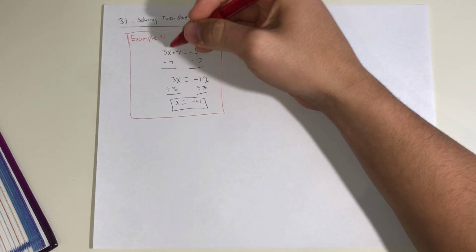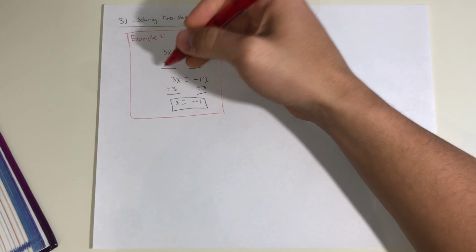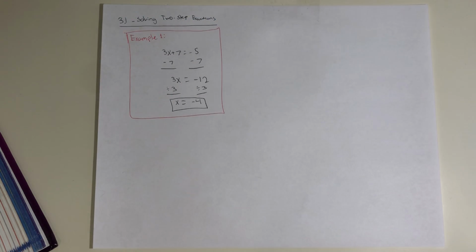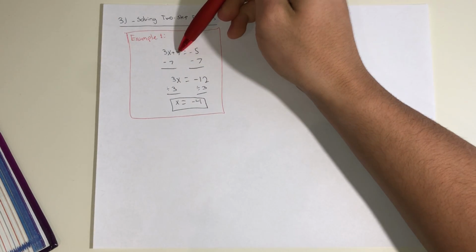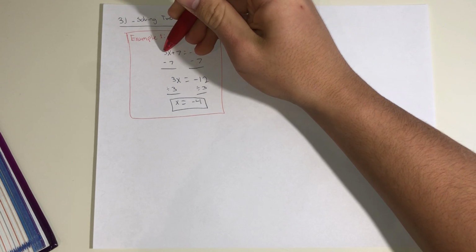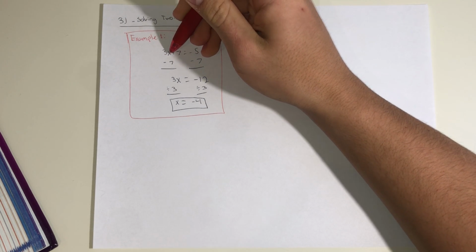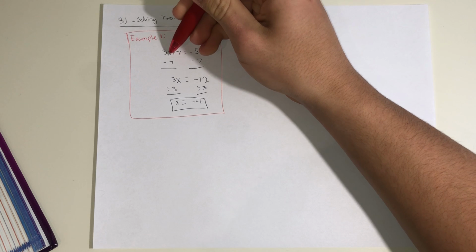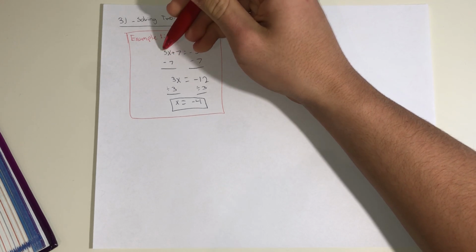You have to first isolate the term that has the variable, and then you have to isolate the variable from everything else in the term. Because 7 is a constant, negative 5 is a constant. This is a term that has a numerical value and a variable value. So you have to first isolate the term, and then you have to isolate the actual variable from the numerical value that it comes along with.